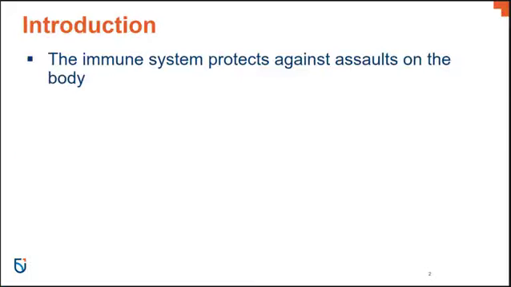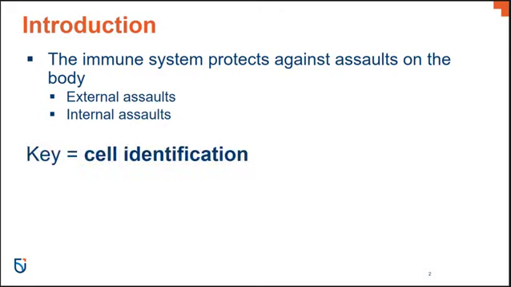Our immune system is designed in such a way that it can protect our body under many circumstances against physical attacks on it, whether it be something that's happening externally onto the body or internally onto the body. But the key with our immune system is cell identification. In other words, our body being able to identify what is normal and what is abnormal. Maybe it'll attack what's abnormal, but we certainly don't want it attacking what is normal to our body.